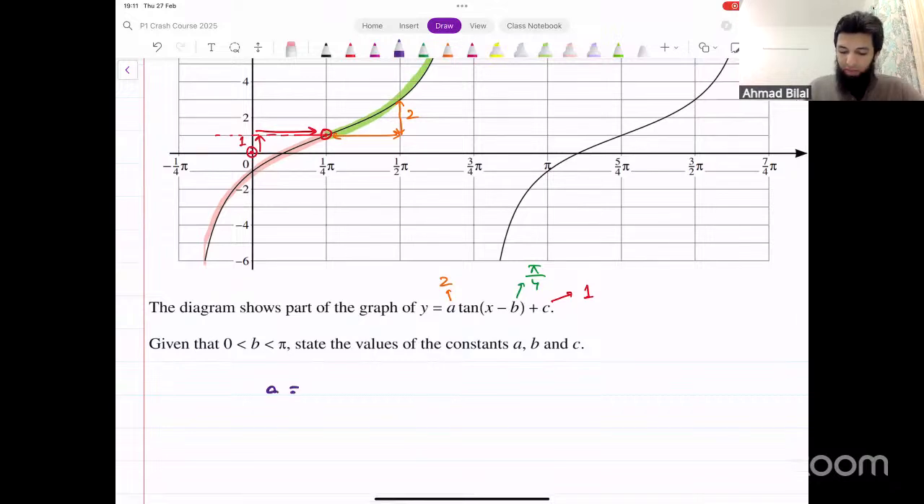So the value of a is 2, the value of b is pi over 4, and the value of c is 1. That's what we write down here. And these are our final results.